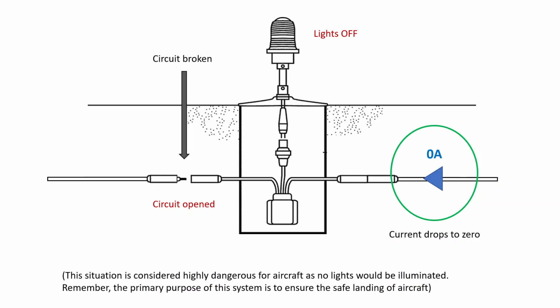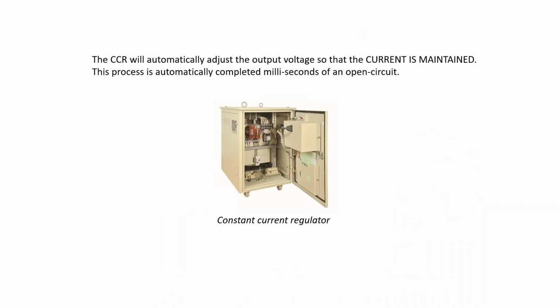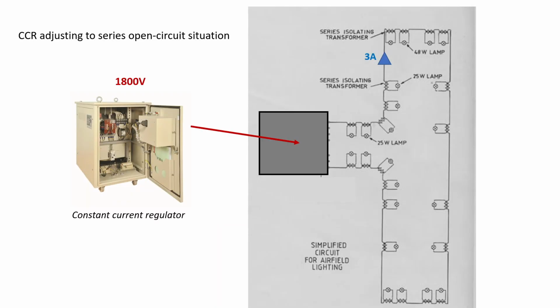Now, this situation is considered highly dangerous for aircraft as no lights would be illuminated. And remember, the main purpose of this system is to ensure the safe landing of aircraft. The CCR will automatically adjust the output voltage so that the current is maintained. This process is automatically completed within milliseconds of an open circuit. So let's see what happens.